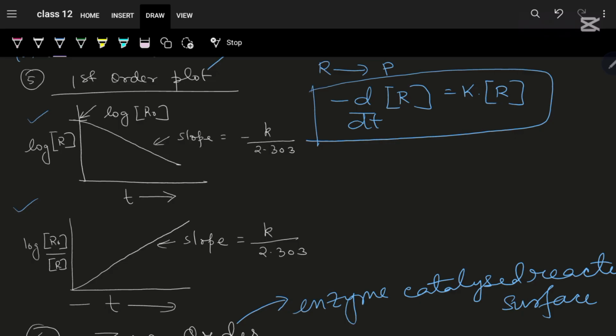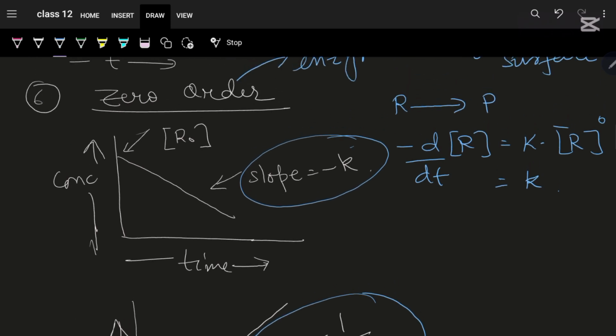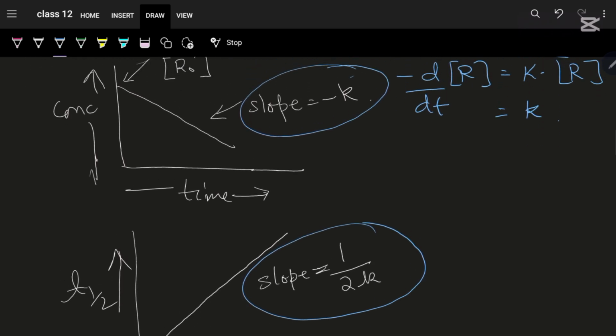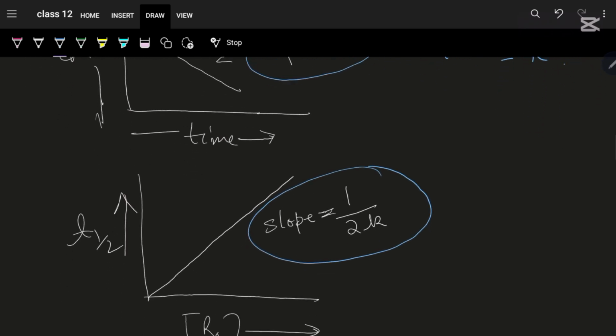You can take a screenshot if you want to see it. It is just a revision. You will get everything in NCERT. And see this, this is the plot for the zero order reaction.